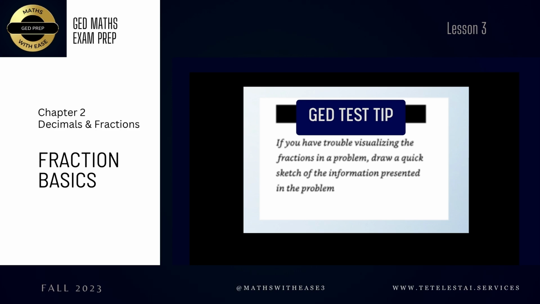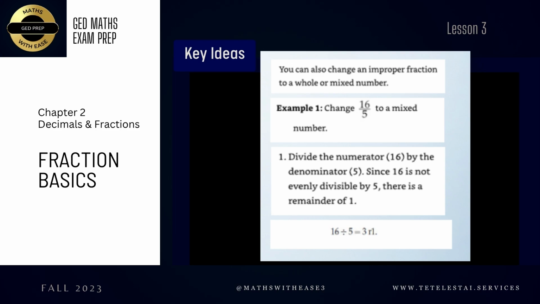This is a good tip that I saw in the book. If you're having trouble visualizing the fractions in your problem, just draw a quick sketch of the information presented, similar to what we've just seen in the last 2 examples with the rectangle and the 2 circles. Okay, so here you can change an improper fraction to a whole number or to a mixed number. Here we're being asked to change 16 over 5 to a mixed number.